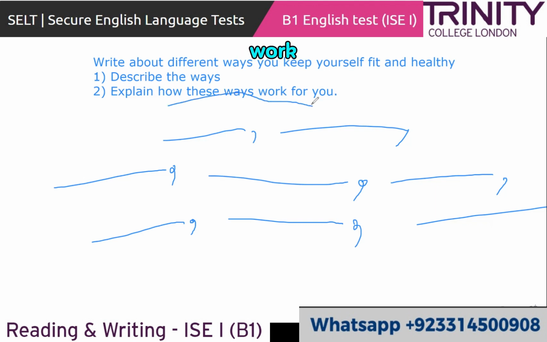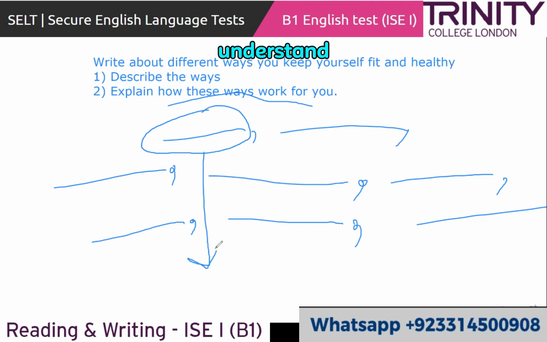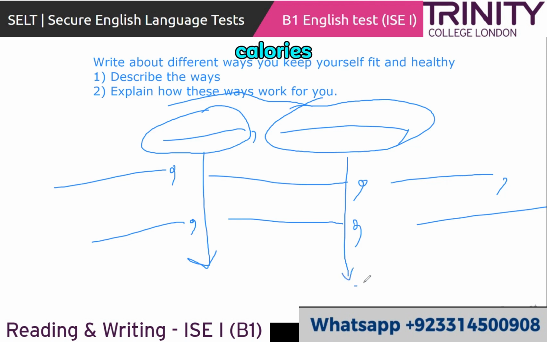Explain how these ways work for you. Secondly, I want to explain how these ways work for me. Drinking a lot of water is a good way to keep fit and healthy. Do you understand? Whenever they say how these ways work for you, you say drinking water is a good way to stay fit and healthy because the stomach is clean, or maybe the skin glows, very good for skin and hair and everything. Then this method, going for a walk, is a good way to keep fit and healthy because it can burn calories and keep you fresh, and also the mind is fresh, right?